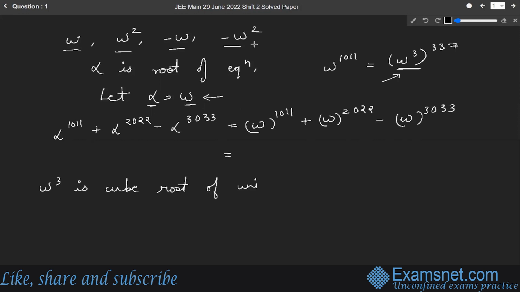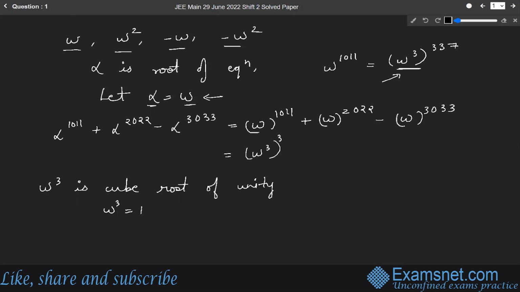Do you know what is the value of omega cube? The value of omega cube is 1. Since this value is 1, so 1 power anything gives 1. That is why, just to simplify this expression, we are changing it into the form of omega cube. So omega power 1011 can be written as omega cube power 337, right?